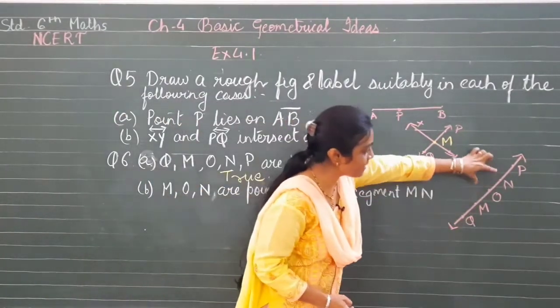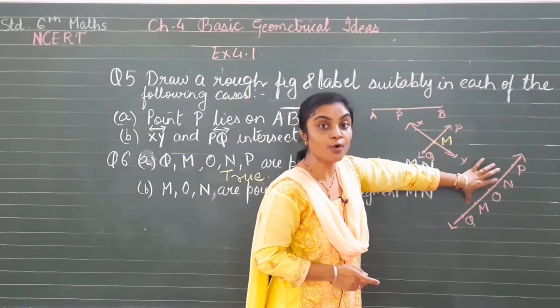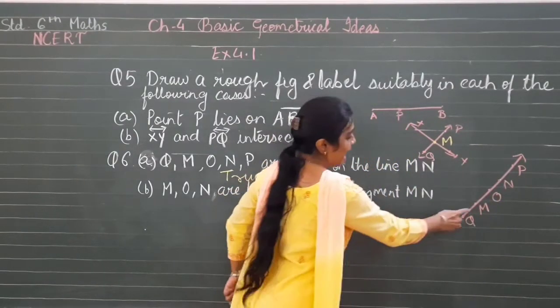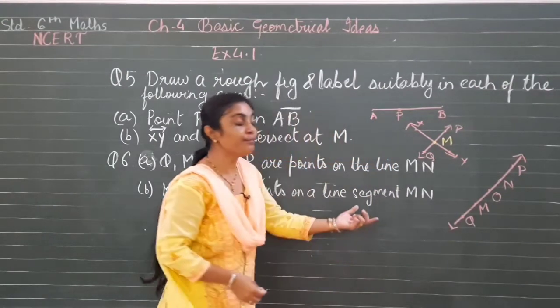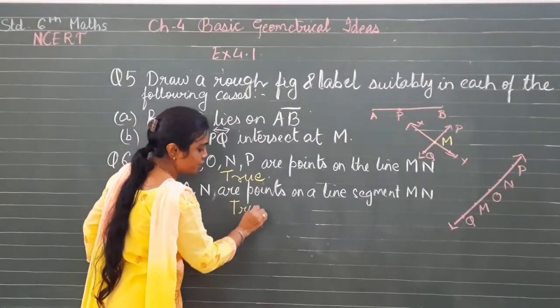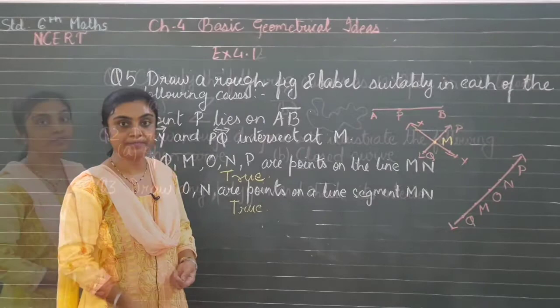Now B: M, O and N are the points on a line segment MN. This is line segment MN. A line segment MN is formed by the 2 points, that is, fixed points M and N. So which are the points? M, O and N. These are the 3 points on line segment MN. So again this statement is true. Rest of the true or false you can try by yourself.